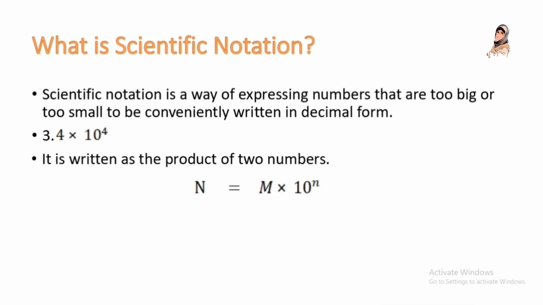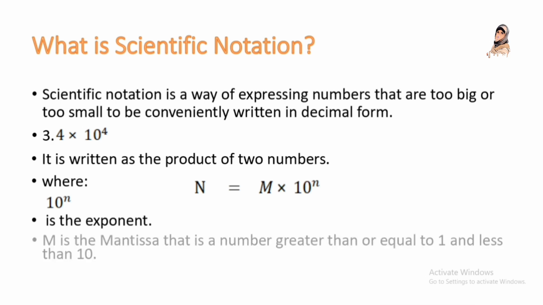It is written as the product of two numbers, that is N = m × 10^n, where 10^n is the exponent and m is the mantissa, that is, a number greater than or equal to 1 and less than 10.